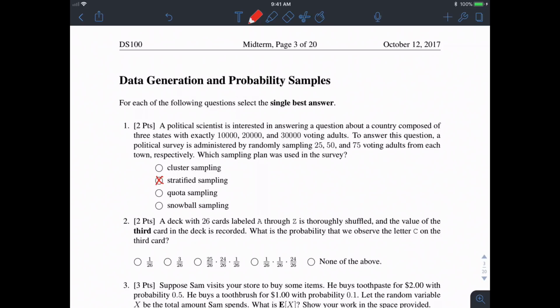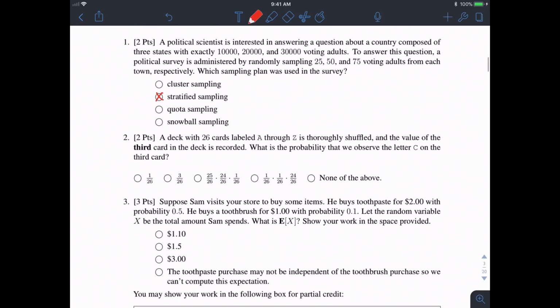In a stratified sample, we somehow create clusters or strata of our data, right? And so here our strata are the states, and within each strata, we do some sort of simple random sample. And that's exactly what we're doing in this question, so this is a stratified sample.